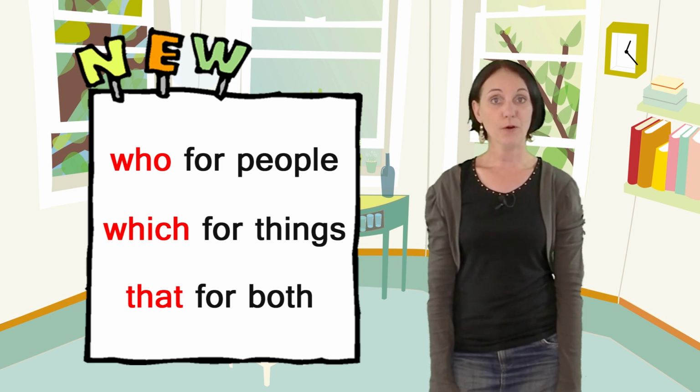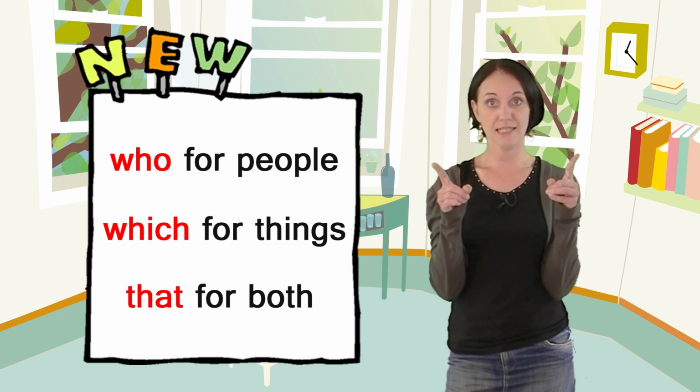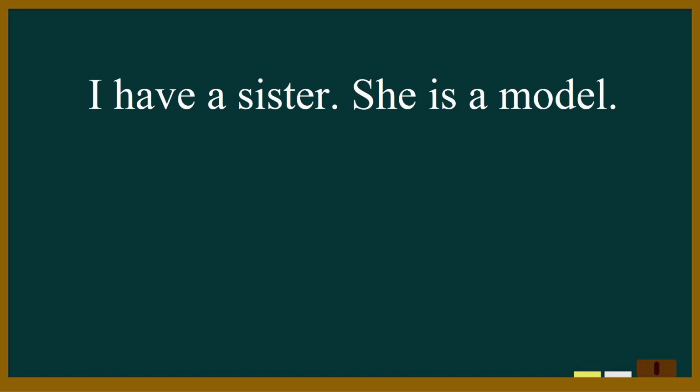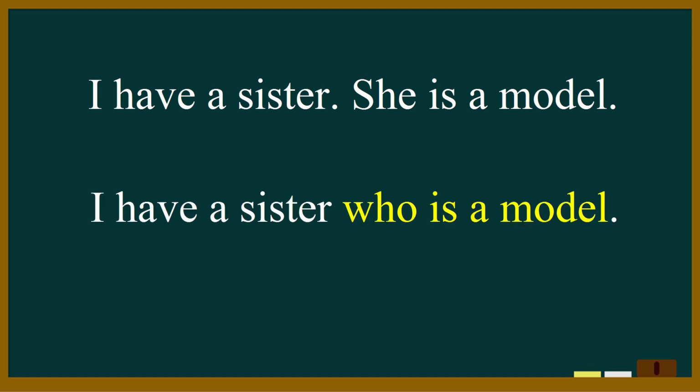These relative pronouns put two sentences together. We have two sentences. I have a sister. She is a model. Now we'll use who to connect these sentences. I have a sister who is a model.